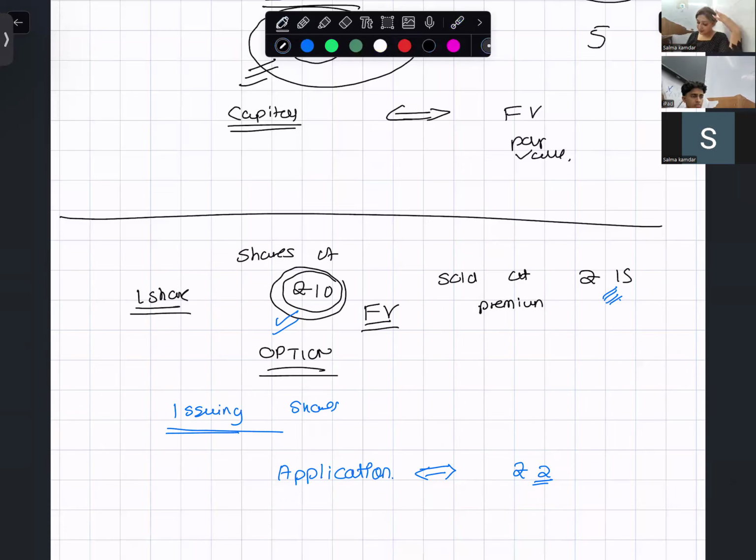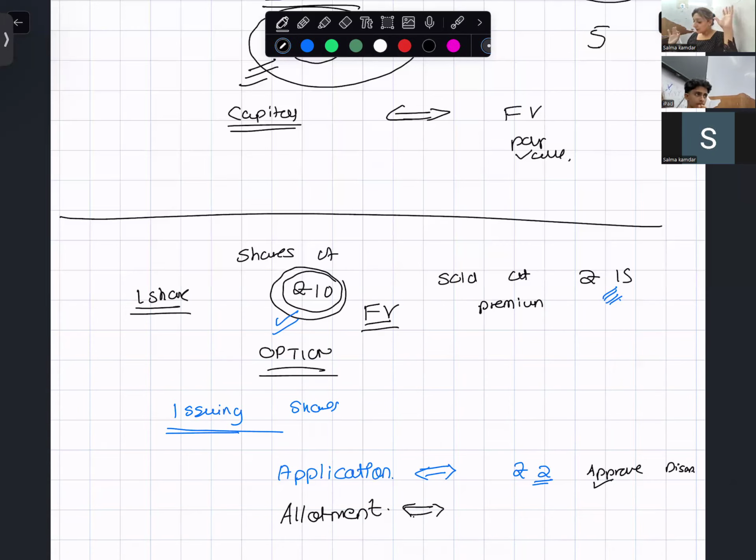Once you give me the application money, I will give you allotment of shares. That means I will physically give you the shares. Are you with me? So we will do the allotment of shares. And when I give you the shares, there is a chance that I approve your application or I disapprove your application. If I approve your application, I will keep this rupees 2 with me. If I disapprove the application, I will return this 2.